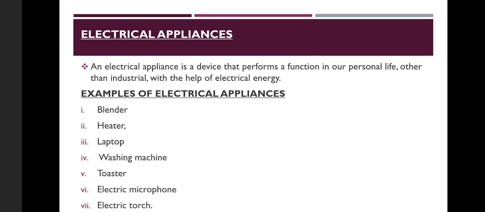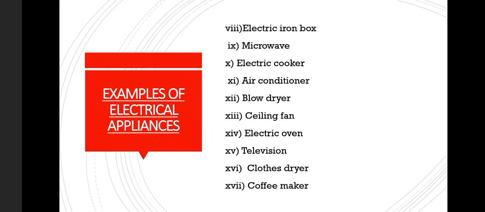Examples of devices that we call electrical appliances in our homes or in our day-to-day life normally include an appliance like a blender, number 2 heater, number 3 laptop, number 4 washing machine, number 5 toaster, number 6 electric torch, number 7 we have another appliance that we are calling electric iron box, we have microwave, we have electric cooker, we have air conditioner, we have blow dryer, we have ceiling fan, we have electric oven, we have television, we have clothes dryer, and finally we have coffee maker.